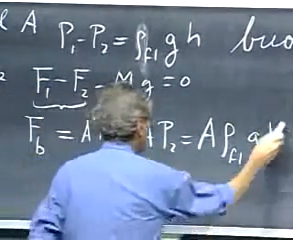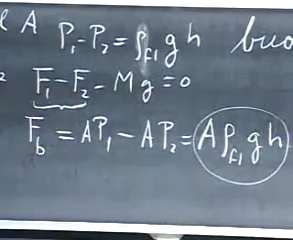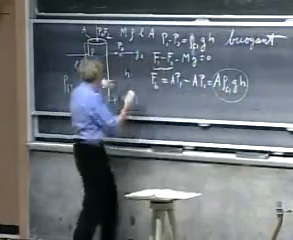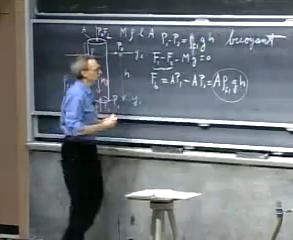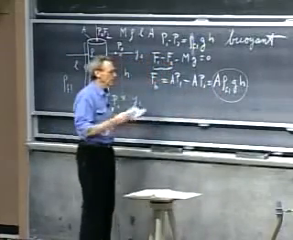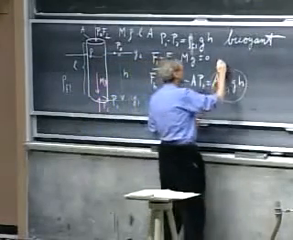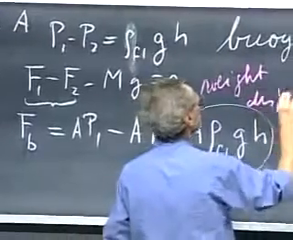And when you look at this, this is exactly the weight of the displaced fluid. The area times H is the volume of the fluid which is displaced by this cylinder, and you multiply it by its density, that gives it mass, multiplied by g, that gives it weight. So this is the weight of the displaced fluid.